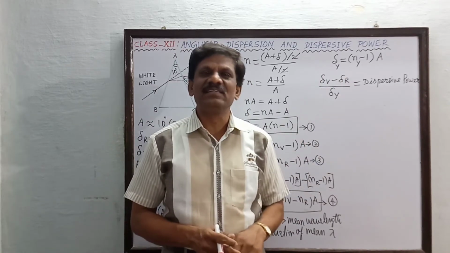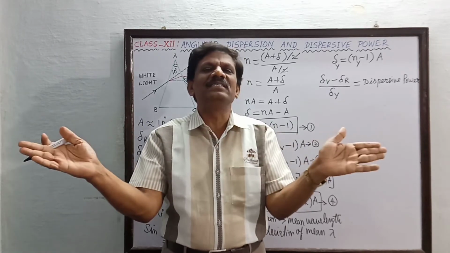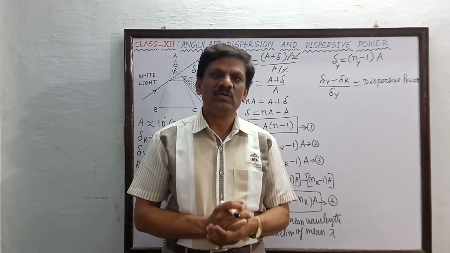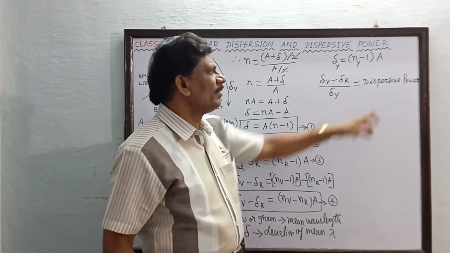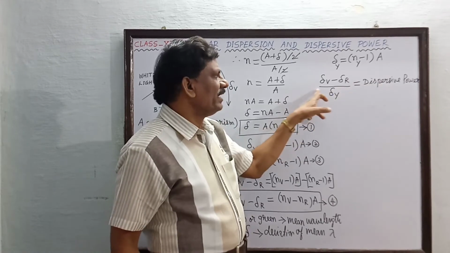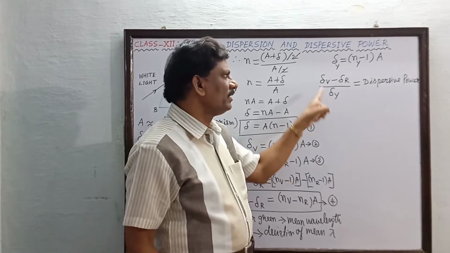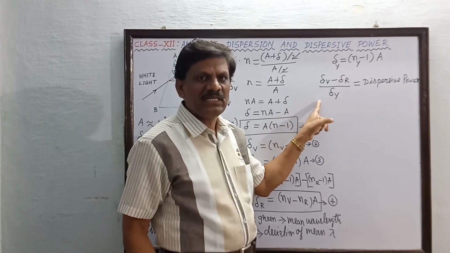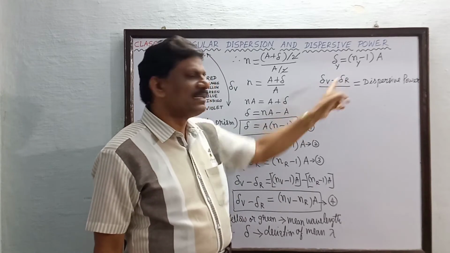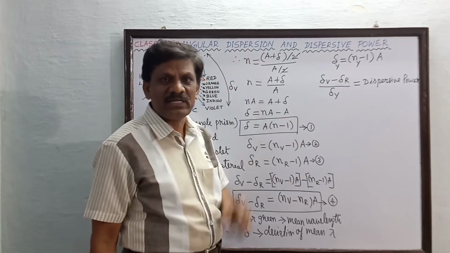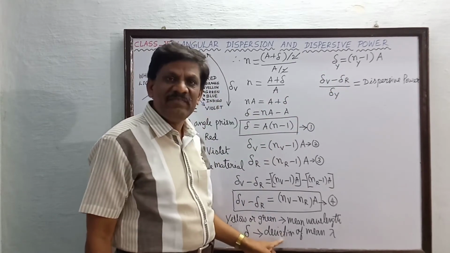Name itself suggests, is it not? Dispersive power is the power of dispersing the light in a better way. So, how do you define dispersive power of a material? Dispersive power of a material is defined as the ratio of two quantities. It is the ratio of the numerator to that of the denominator. What is in the numerator? Numerator is dV minus dr, called the angular dispersion, and delta y is called the deviation for the mean wavelength.